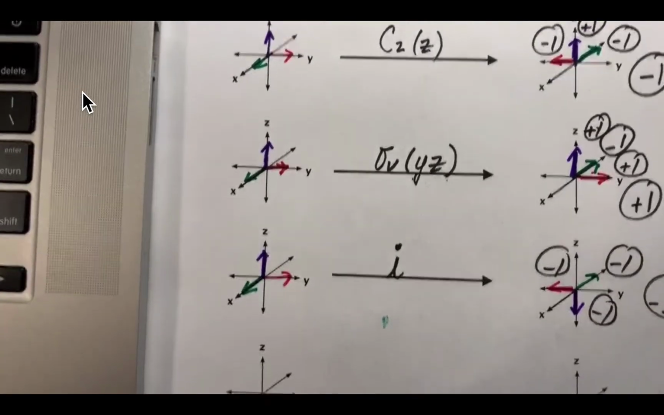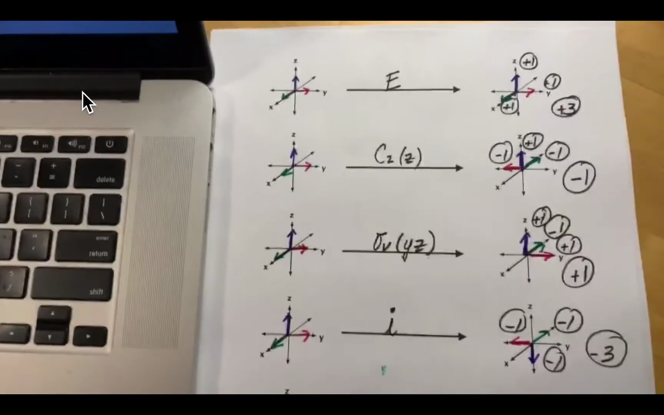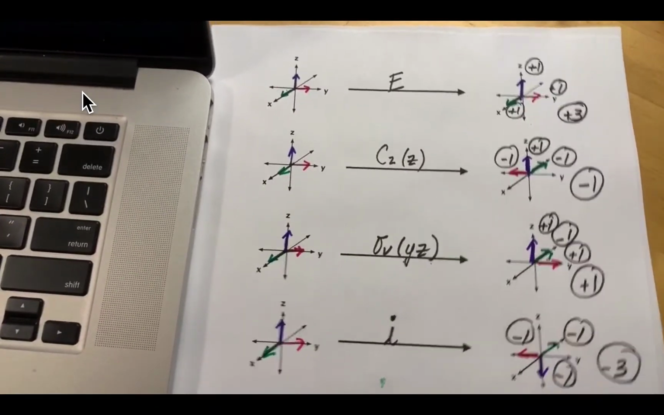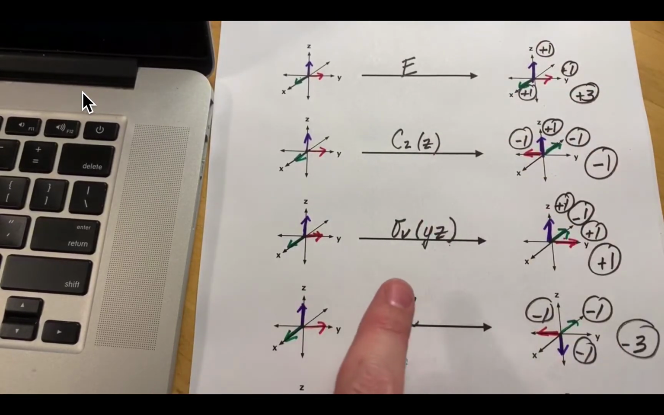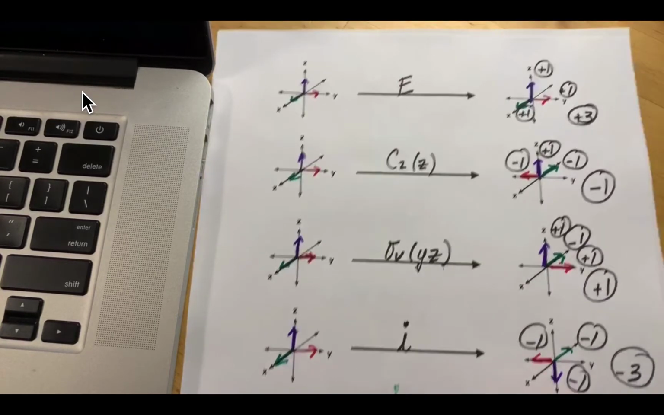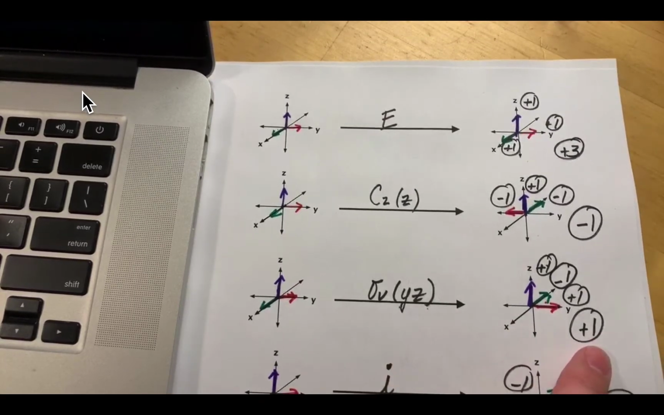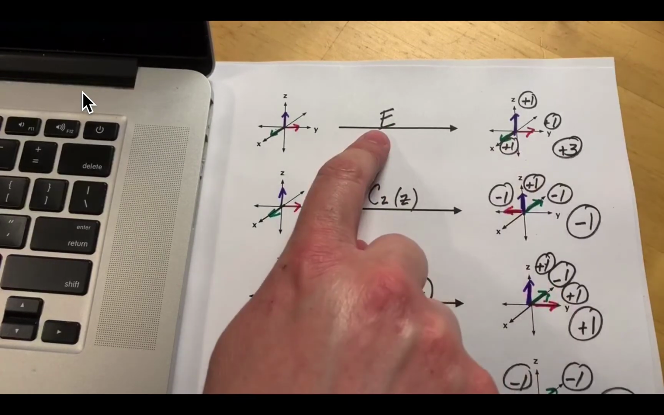Okay, so we have our 4 main operations we'll use for this class. Identity, C2 about one of the axes, sigma, so a mirror plane in general, and inversion. And this is how their characters would be. So regardless of which point group we're talking about, if we see an inversion per atom, it's going to be a minus 3. If we see a mirror plane per atom, it's going to be a plus 1, C2 minus 1, and an E plus 3.